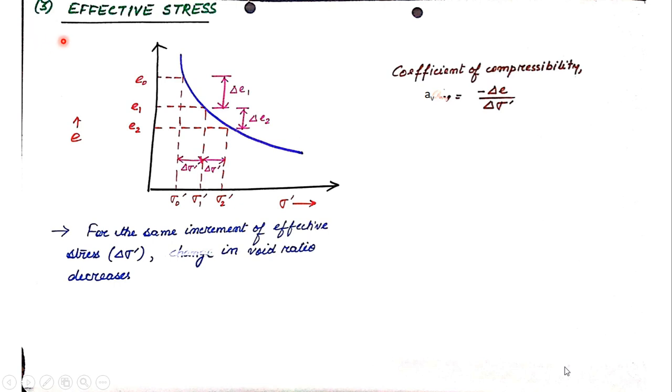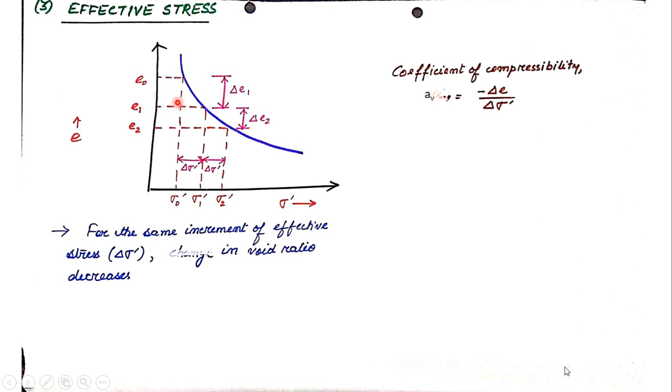And after that, the last factor that is important is effective stress. So here is a plot between void ratio and effective stress. In this case, I am taking a normal scale. This is not a logarithmic scale. So if you see, if I am increasing the stress, void ratio is getting decreased.